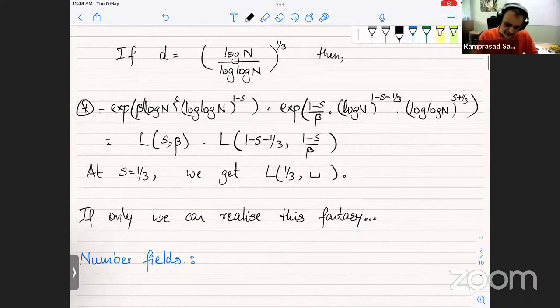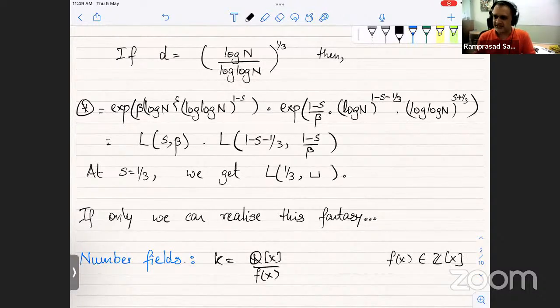Okay, so what is a number field? A number field, in some sense, is basically a field of the following type. You take your rationals and you go modulo some irreducible polynomial f of x, where f of x is some integer polynomial. I want this to be irreducible, otherwise this won't be a field. In many instances, you might actually choose it to be monic. But in general, when we are talking about number field sieves, f is not expected to be monic.